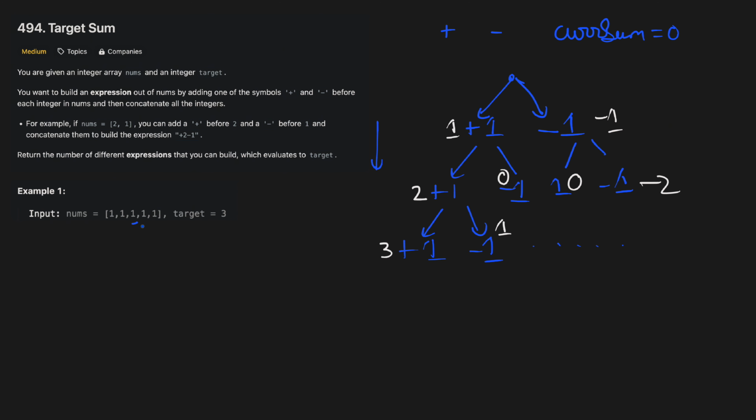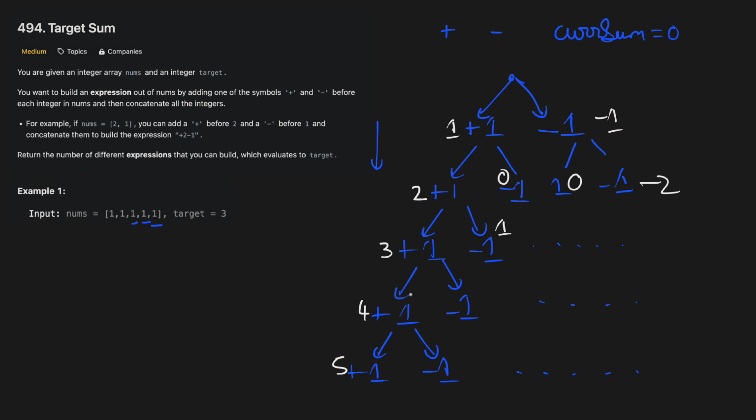And then for the third index, we will again do plus 1 or minus 1, and so on. And then for the last element, we will again do plus 1 or minus 1. And now we have come to the end of the recursion. So we check if current sum is equal to target sum. So here, for example, current sum becomes 4. Here it becomes 5. So current sum here is not equal to target sum.